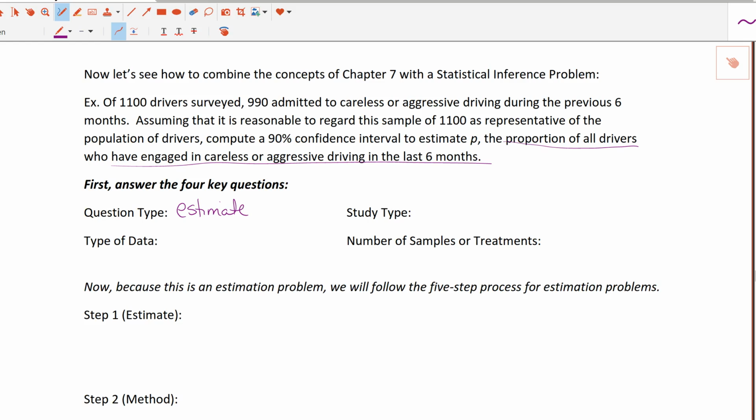The study type is a survey. It's just sample data. We're not conducting any experiment. What type of data is it? Well, it's only one variable, yes or no. Did they engage in careless driving? And because you're answering yes or no, it's categorical data.